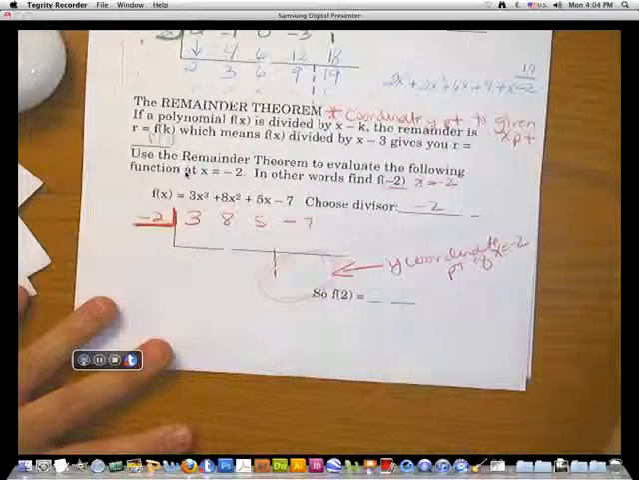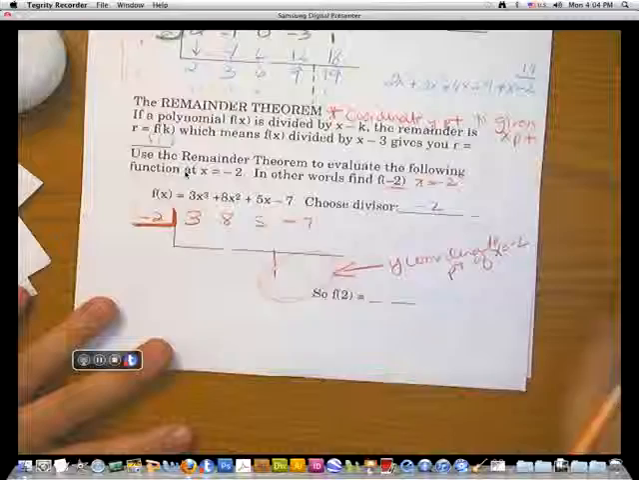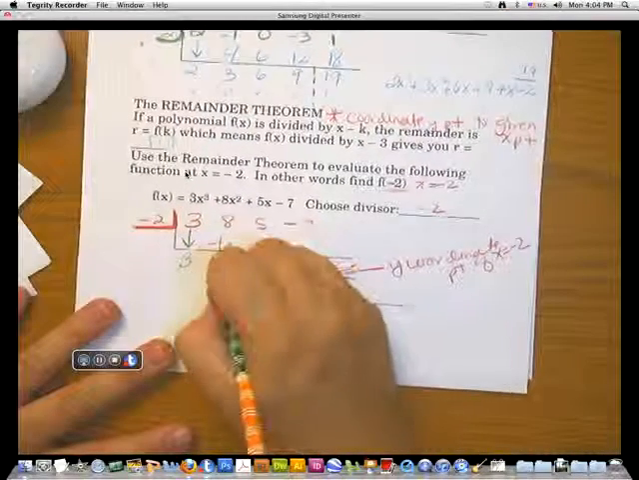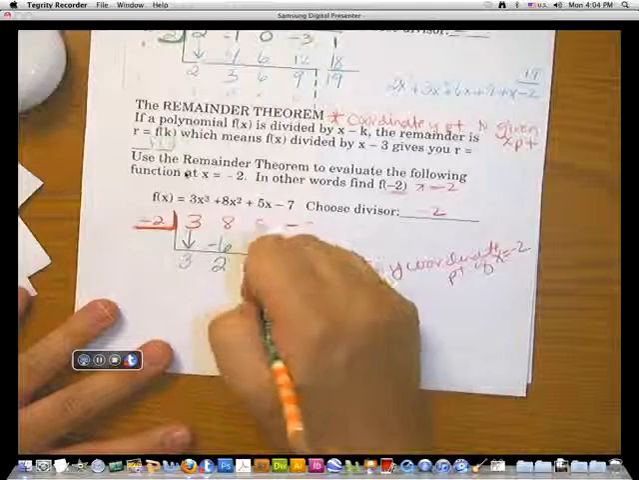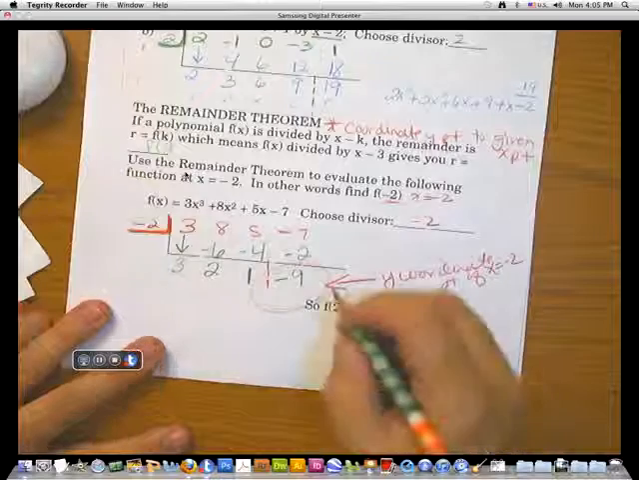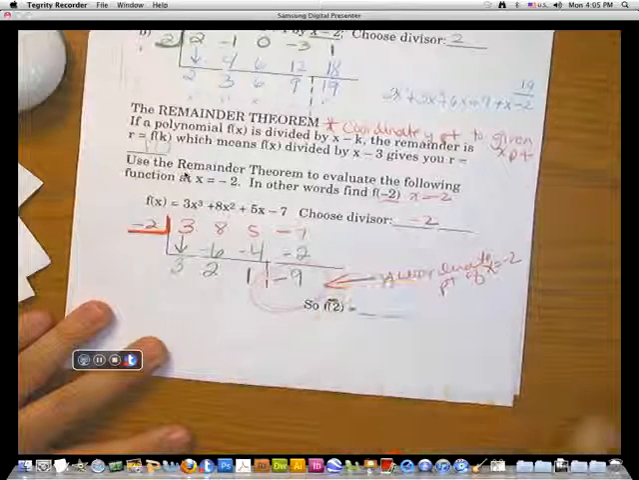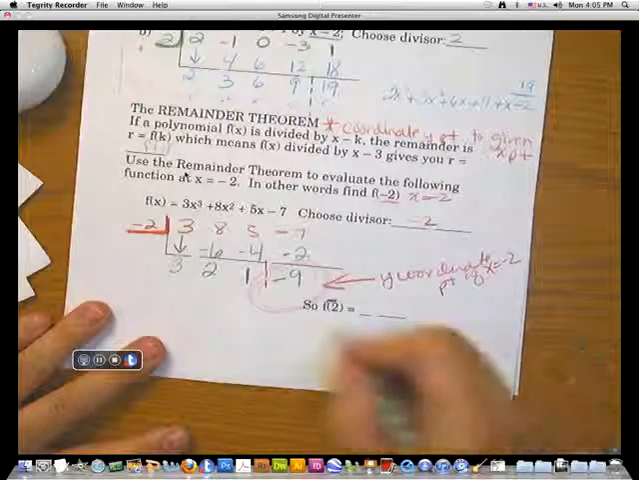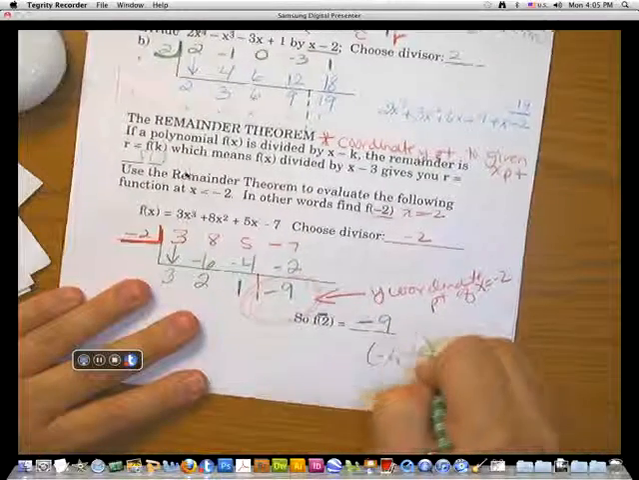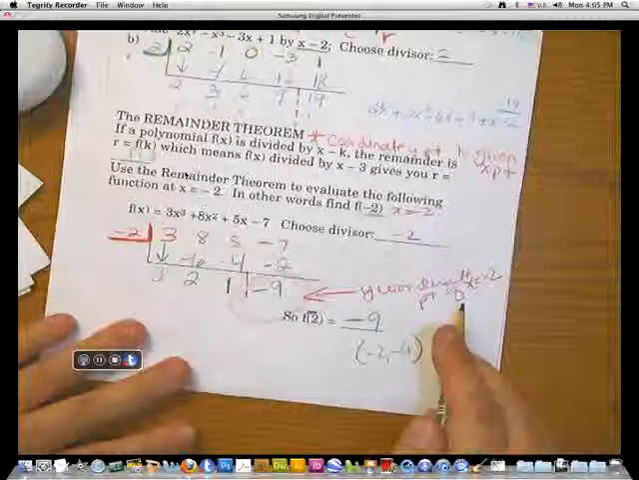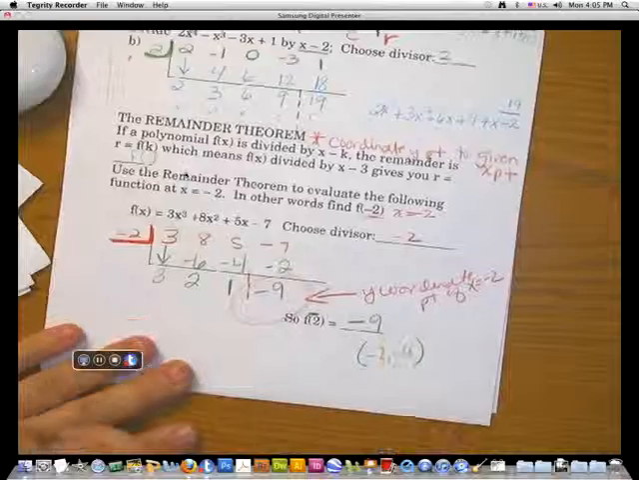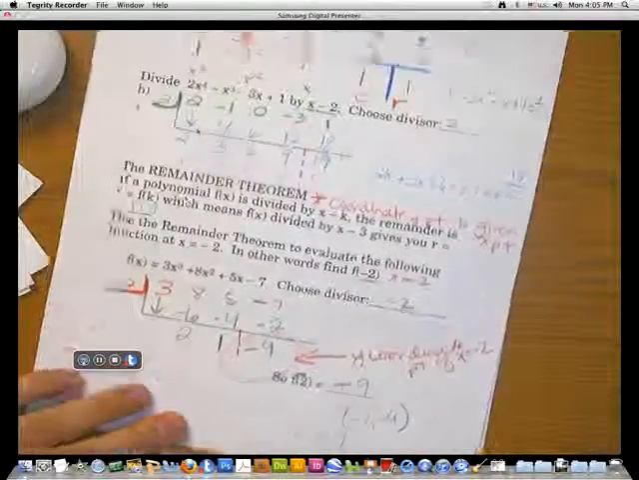Alright, so here, when we do this synthetic division: bring down, multiply around, bring down, multiply around, bring down, multiply around, bring down. So f of negative 2 is negative 9. On my picture, this point exists. When I graph this line, this point is on it. That's all the remainder theorem tells us.